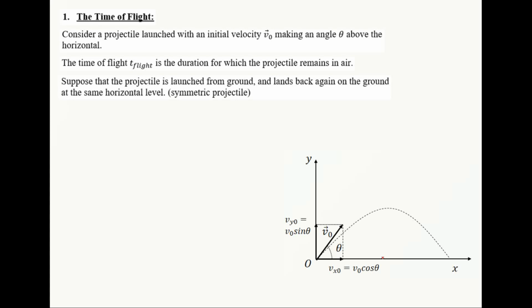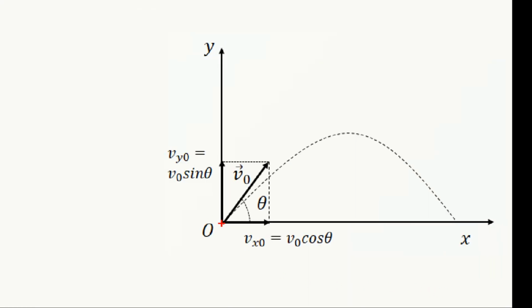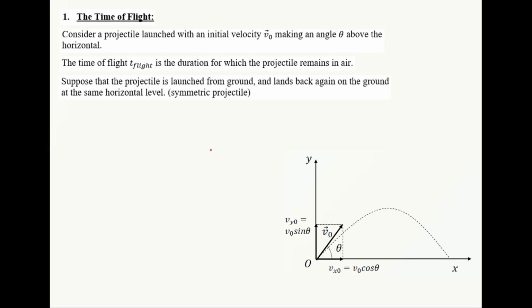Suppose that the projectile is launched from the ground and lands back on the ground at the same horizontal level, a symmetric projectile. Then we're assuming here that the projectile will be launched at this point, it will follow this trajectory and hit back this point, in which case the trajectory formed is said to be a symmetric projectile. Previously in class 16 we differentiated between two types of projectile, symmetric and non-symmetric. And here we're putting a condition that the work is dedicated to symmetric projectile, and we're going to discuss the other later.